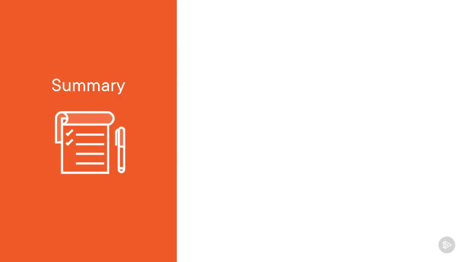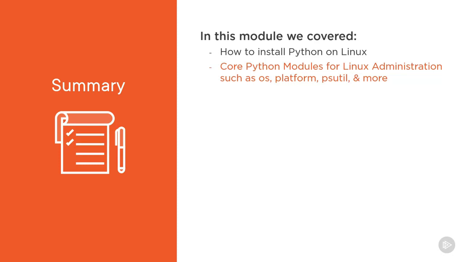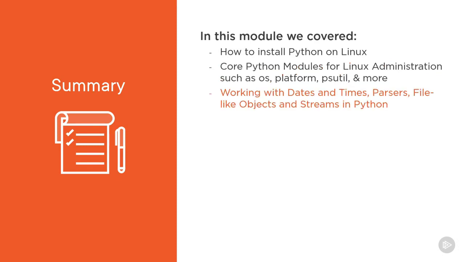Let's recap what we learned in this module. So we covered the following. We looked at how to install Python on Linux. We also took a journey into some core Python modules, such as the OS module, the platform module, the PSUtil module, and more. And these are important to know as you dive into your Linux administration utilizing Python. And then we looked at working with dates and times, parsers, file-like objects, and streams using Python.